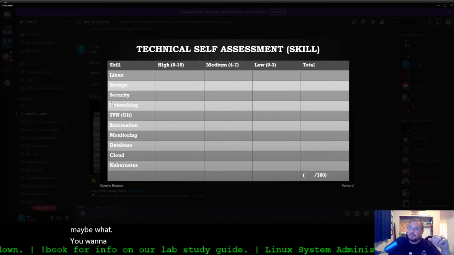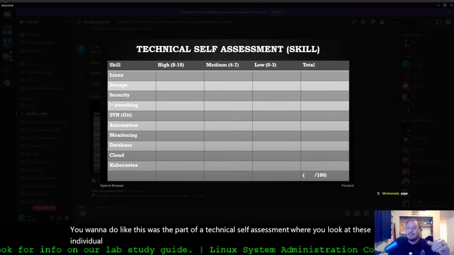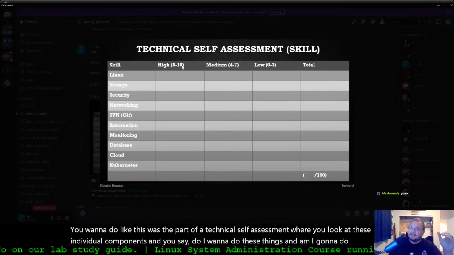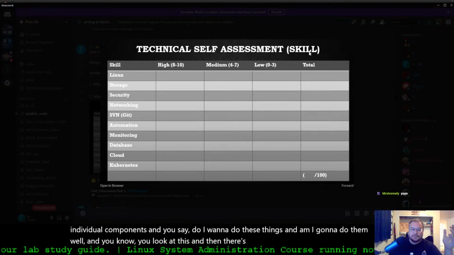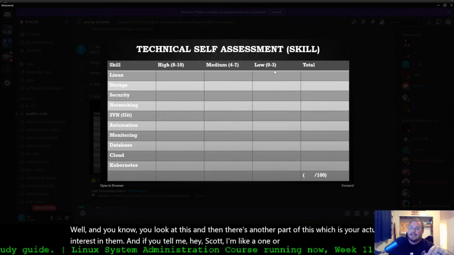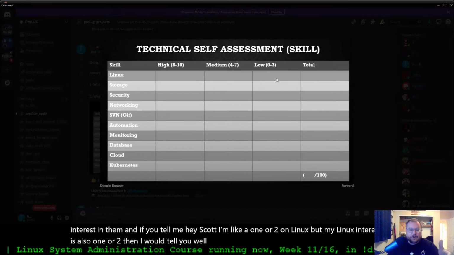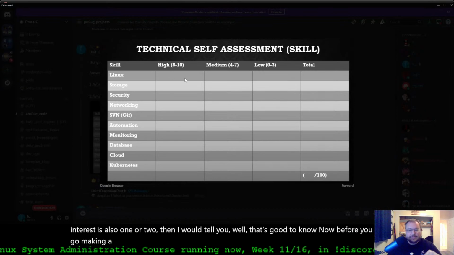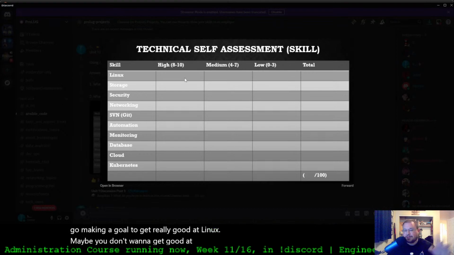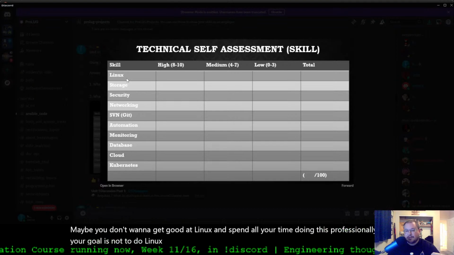This was part of a technical self-assessment where you look at these individual components and you say, do I want to do these things, and am I going to do them well? And there's another part which is your actual interest in them. If you tell me, hey Scott, I'm a 1 or a 2 on Linux, but my Linux interest is also a 1 or a 2, then I would tell you, that's good to know now before you go making a goal to get really good at Linux. Maybe you don't want to spend all your time doing this professionally. If your goal is not to do Linux professionally, why would you spend a bunch of time with it?